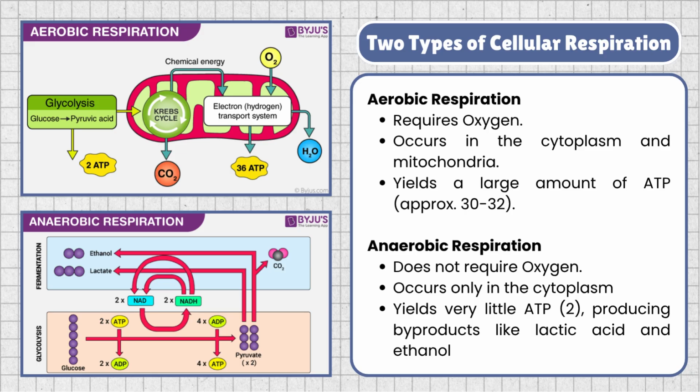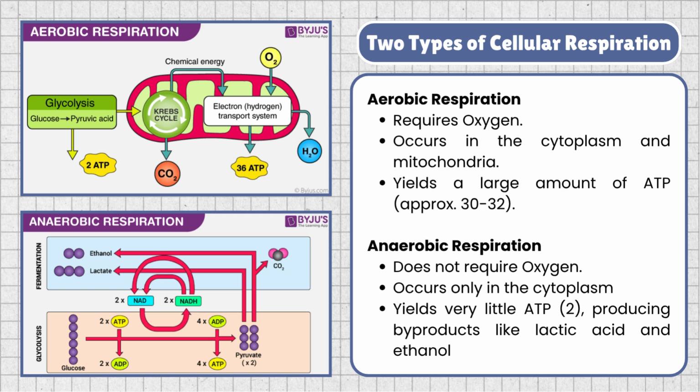Before we proceed with the three stages, it is also very important to discuss the two types of cellular respiration. The first type is aerobic respiration, and the second type is anaerobic respiration. Aerobic respiration requires oxygen. From the word aero itself, this means air, so air is involved. It occurs in the cytoplasm and the mitochondria. It also yields a very large amount of ATP, approximately 30 to 32, but this sometimes depends on how many electrons are produced in the third stage.